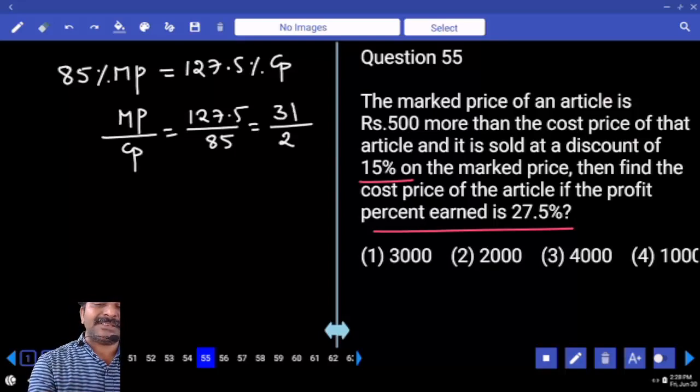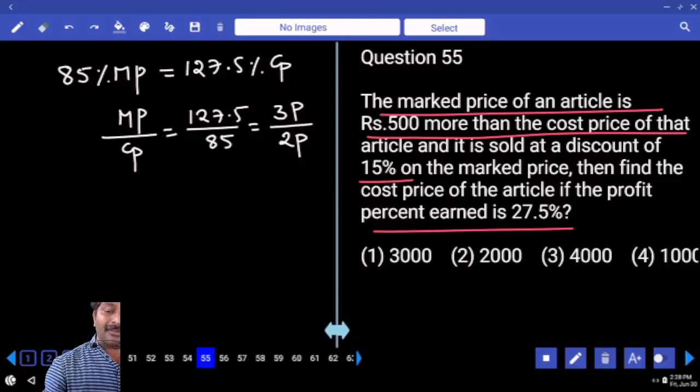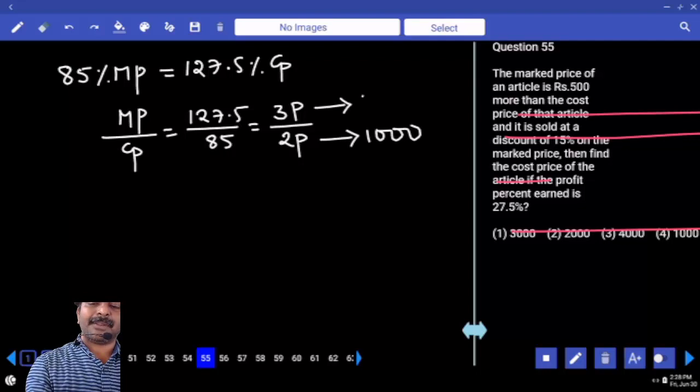So market price is 3 parts, cost price is equal to 2 parts. Difference is 1 part, and the market price of the article is 500 more than the cost price. That means the difference in terms of rupees is 500. In terms of parts, if 1 part is equal to 500, 2 parts is equal to 1000. If the question is about market price, that is going to be 1500.